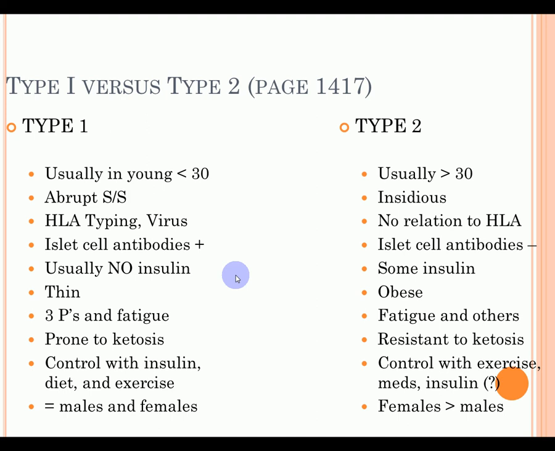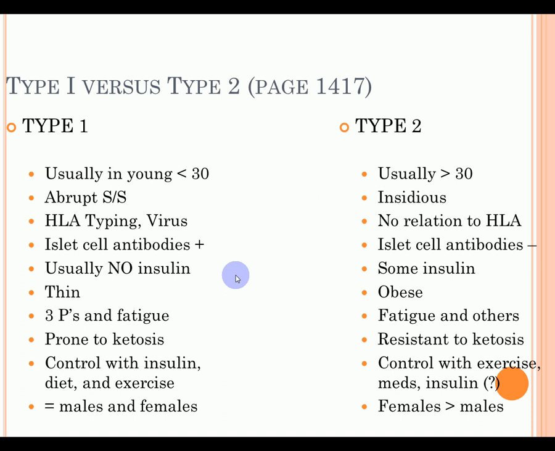They are prone to ketosis, meaning they will break down ketones. You can control them with insulin, diet, and exercise. And you find type 1 equal in males and females. So usually they are young, peak age 10 to 15. Signs and symptoms come on abruptly, related to HLA typing and viruses, and we'll talk about this more in depth later. They're going to be positive for antibodies because they think it's autoimmune.